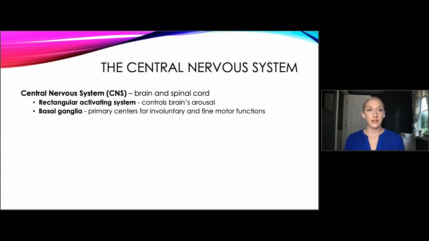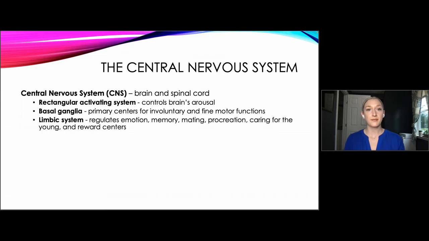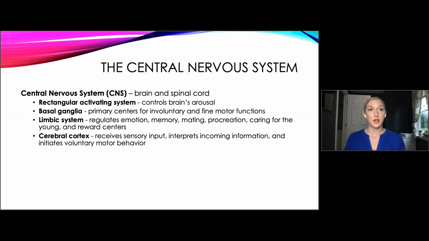We then have the basal ganglia, which are the primary centers for involuntary and fine motor functions. The structures in them are important for developing addictions and will affect decision making. The limbic system regulates emotion, memory, mating, procreation, caring for young, and the reward centers. This includes the hypothalamus and an assortment of linked brain regions. The cerebral cortex receives sensory input, interprets that incoming information, and then initiates voluntary motor behavior. The cerebral cortex is the gray matter made up of nerves and support cells.